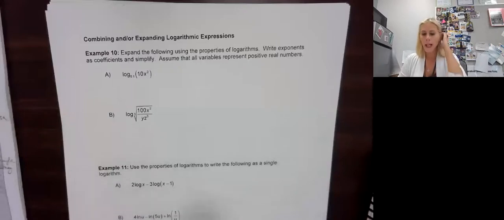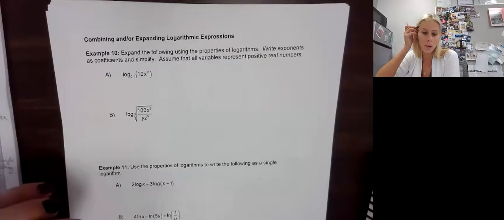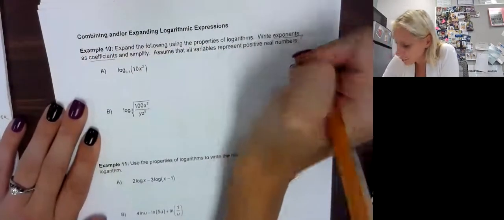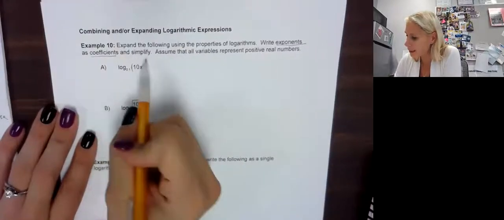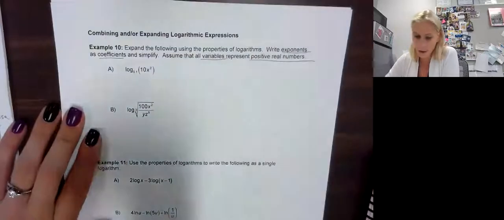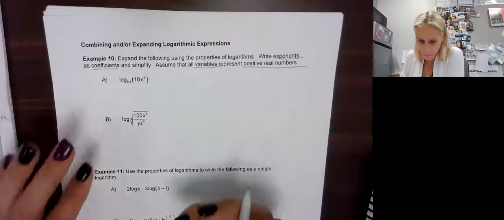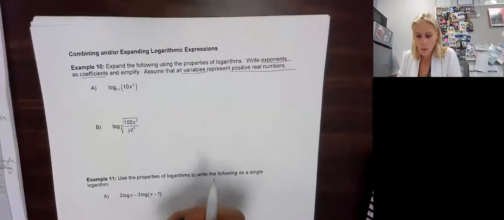So example 10, expand the following using the properties of logarithms. Write exponents as coefficients and simplify. So exponents have to be coefficients. We need to simplify, and variables are all positive real numbers, okay? Those are your answers. You need to make sure. All right. So what happens here?